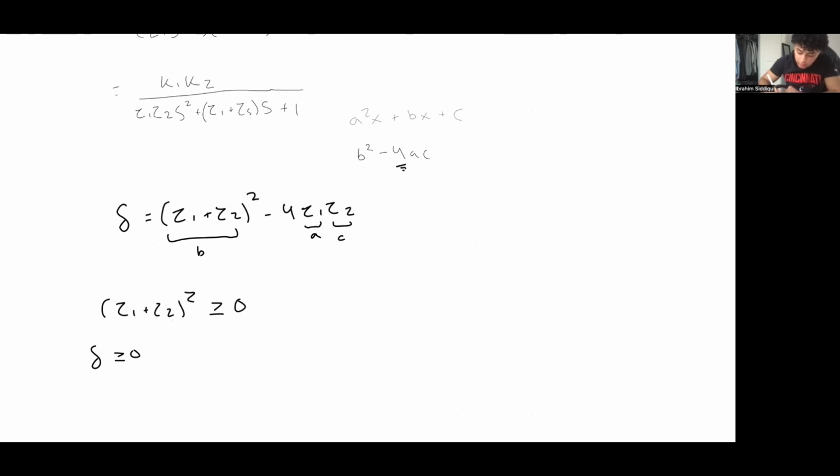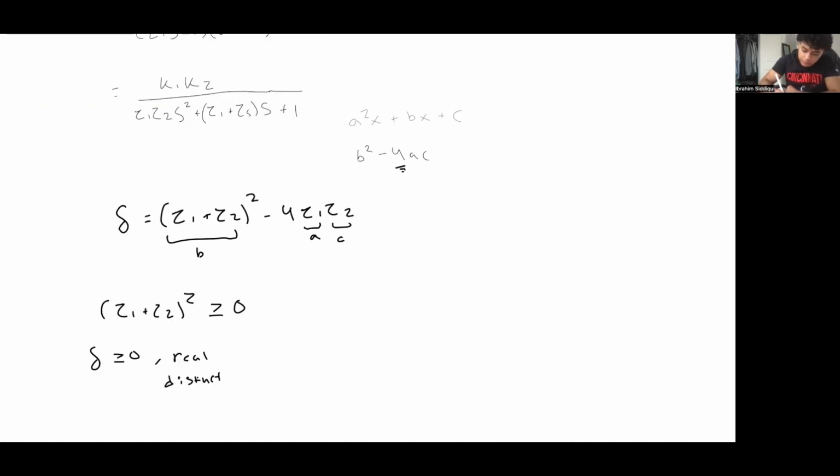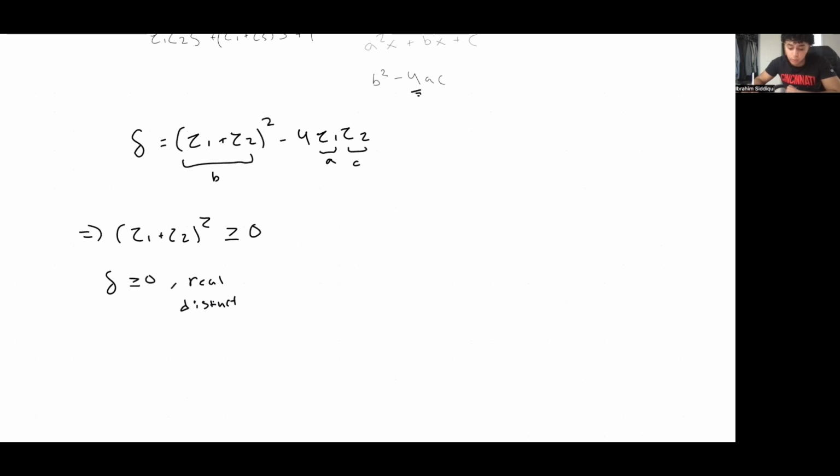Essentially, this gives a real and distinct root. So our system is overdamped. Going back and looking at this, we want to show how two first order systems in series will yield an overdamped second order system. This is how: when this term right here is greater than or equal to 0, making our discriminant greater than or equal to 0, it yields a real and distinct root. So our system is overdamped, to put it in simple terms.